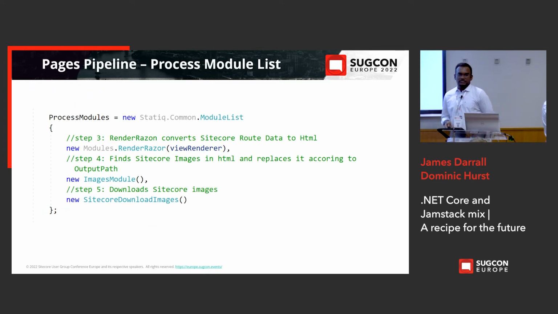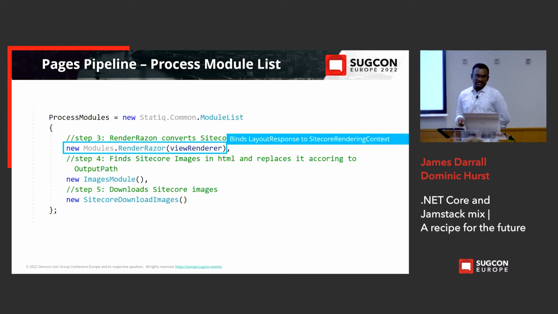The next module list of the same pipeline is a process module list. As you're seeing, it has different modules like renderizer, images module, and Sitecore download images. The first module is a renderizer module. The primary functionality of this renderizer is to take the layout response of each page and bind it with the Sitecore rendering context. We'll be seeing this particular module in detail in further slides.